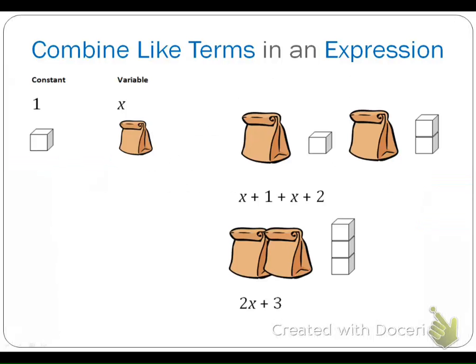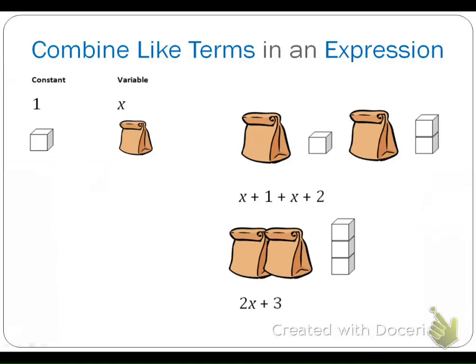Before we begin, let's review the concept of combining like terms in an expression. Here I have a constant, a number, like the number 1. It represents a value, something that you know, that doesn't change. So we have a cube to represent our constant of the number 1. A variable is an amount or quantity that we don't know. Let's use a bag to represent our variable. We don't know what's inside the bag, we just know we have a bag.